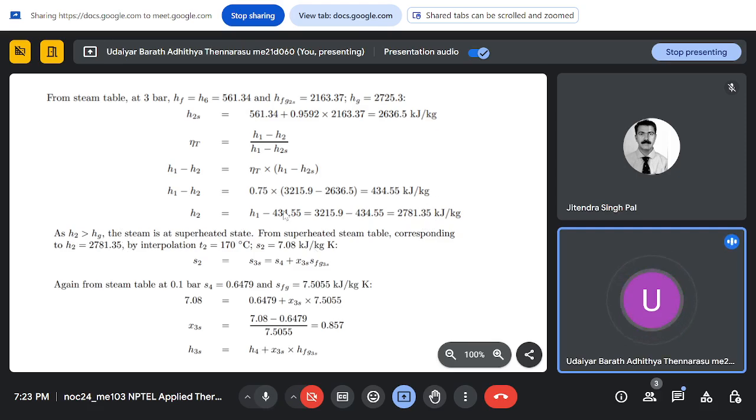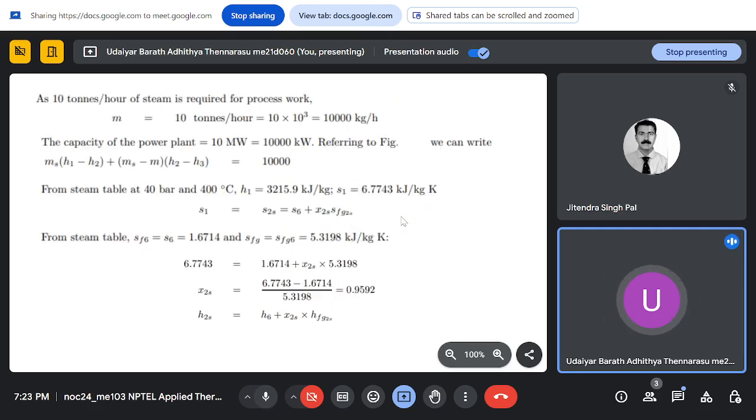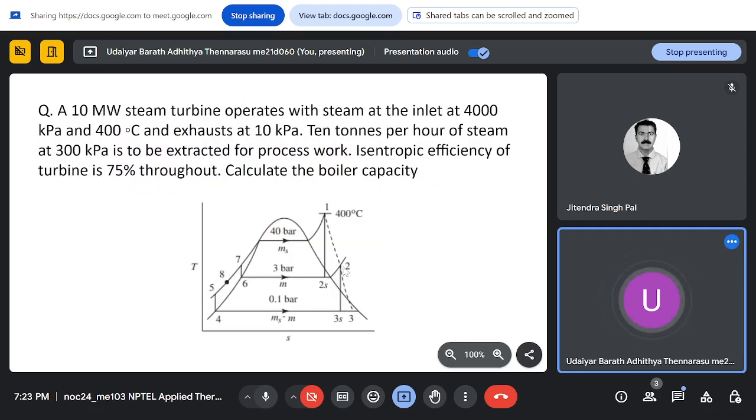So as we can see from the steam table, this H2 enthalpy is greater than the saturated steam enthalpy. So this says that it is in superheated state. So from the superheated state we can estimate the entropy at that point, which comes out to be 7.08 kilojoule per kg K, and temperature is 170 degrees Celsius. So basically it's state 2.